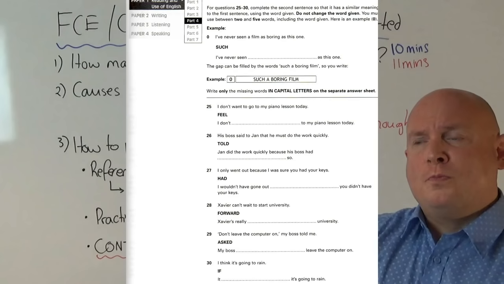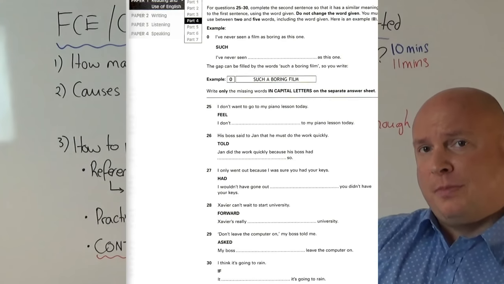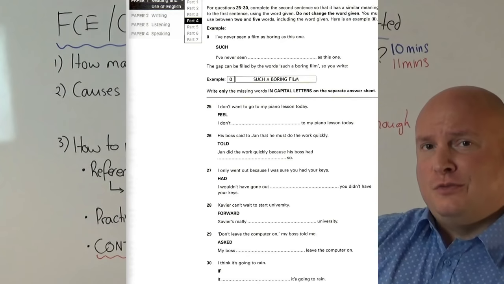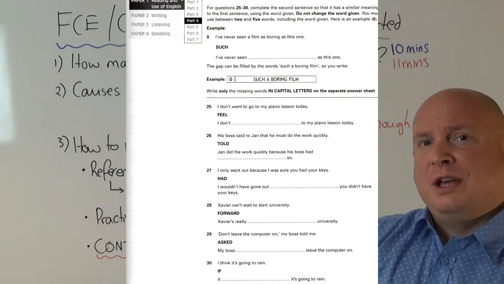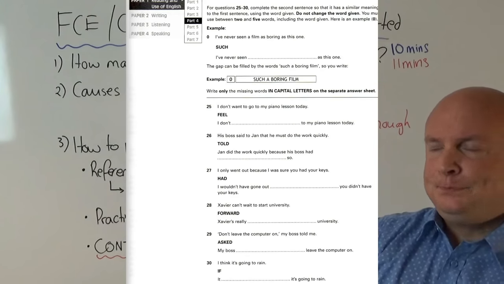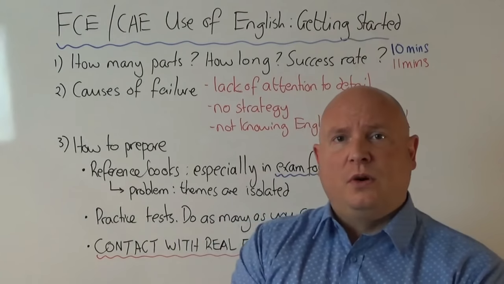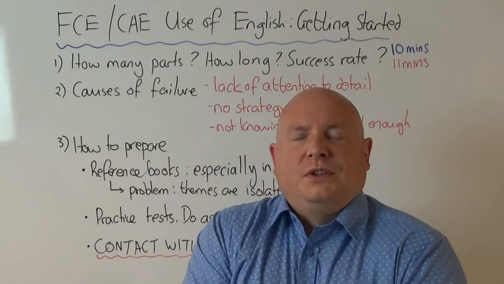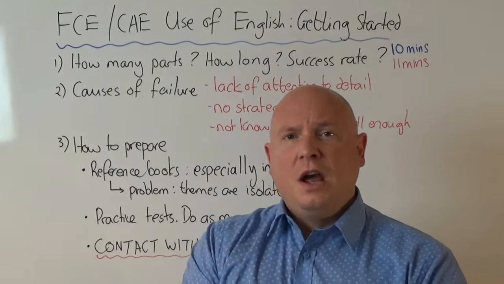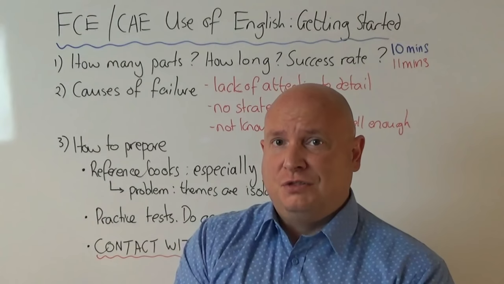It's quite difficult, but compared to parts one, two, and three, where you only get one mark per answer, in part four, you get two marks per answer. So it's okay if you get a bit of it wrong, because you can still get a mark if you get part of it right. Now, that's basically the Use of English. So you see what they look like, you know what is expected, but again, in the other videos, I will explain in more detail exactly what you need to do and the strategies required.